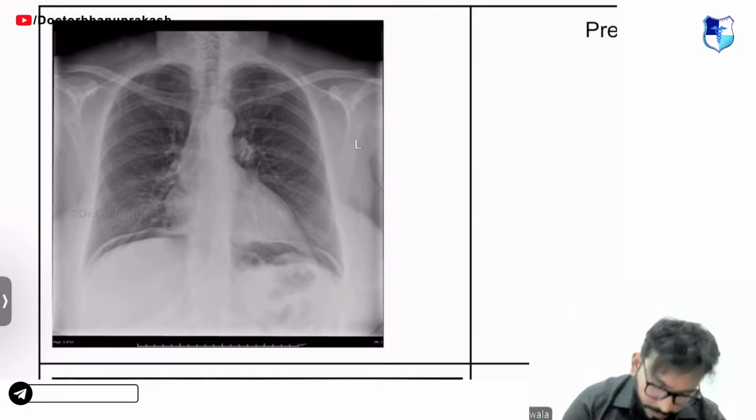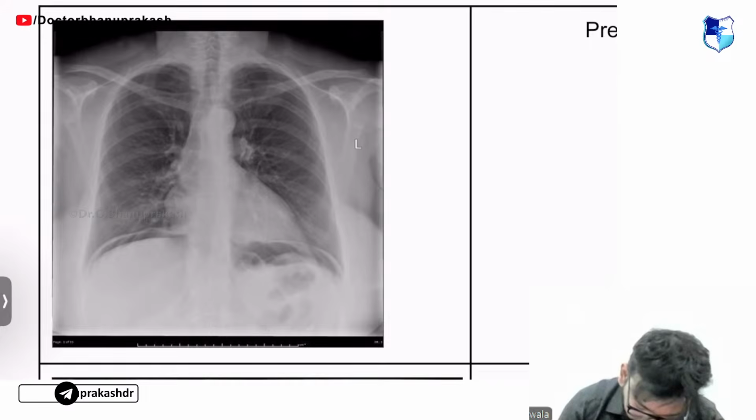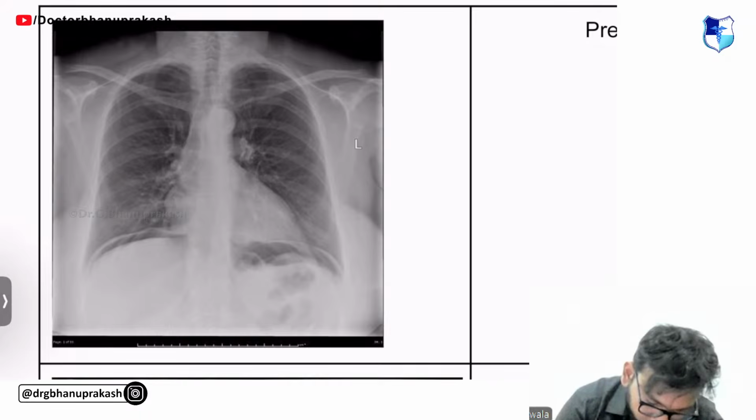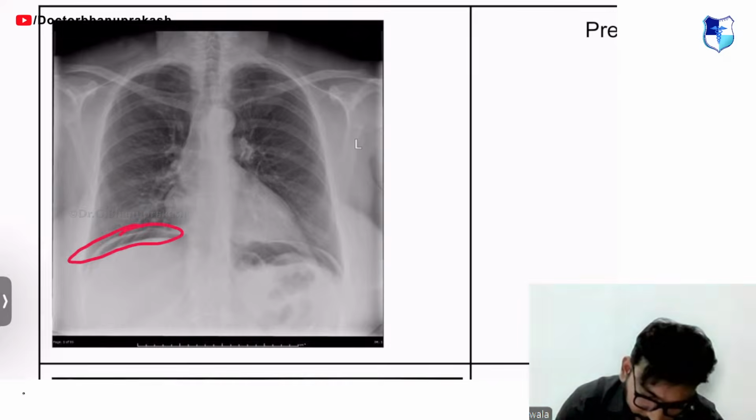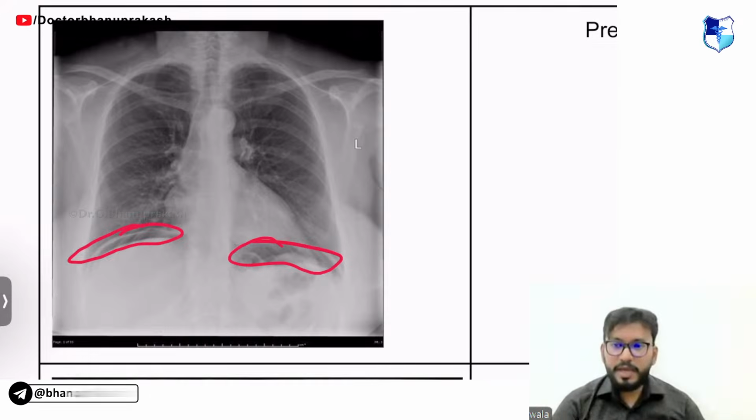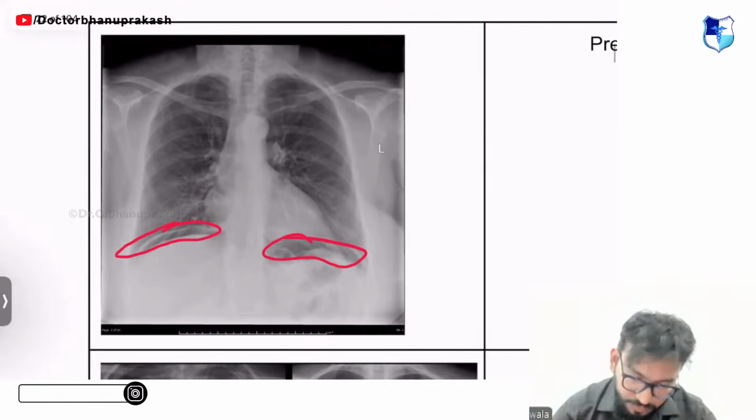Okay. What is this, guys? Air under diaphragm. Yes, Jyoti Munshi, very good. This is air under diaphragm. Can you see? Air under diaphragm.